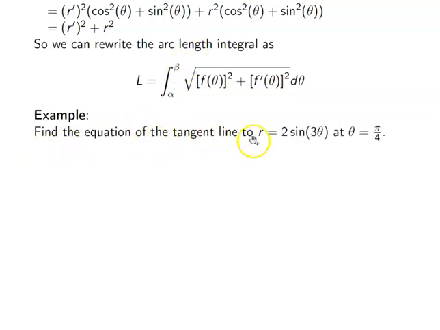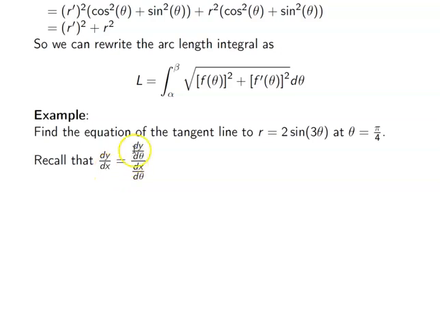Okay, so let's go ahead and do an example. Find the equation of the tangent line to r equals 2 sine 3 theta, right? So if you remember, this is a rose, okay? And we want to know what the tangent line is at theta equals pi over 4. Everything is given to me in polar coordinates. I'm going to do my work in polar coordinates. It's a lot more work to go ahead and change this into rectangular coordinates and then try to figure out everything. So we're just going to work on it as is.